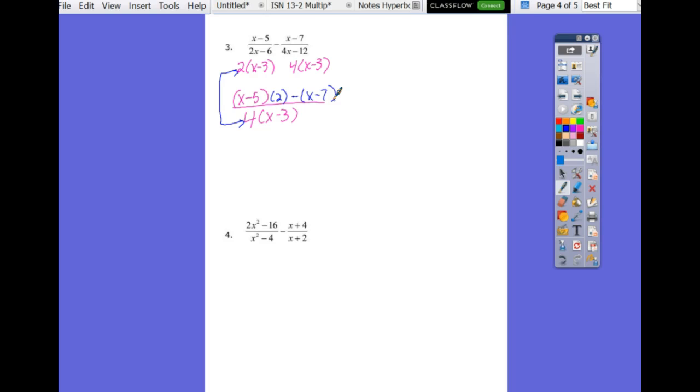Now, when I distribute the 2, it's positive. So I'm going to distribute the 2. So I'm going to get 2x minus 10. And then I'm going to distribute the negative 1. So 2x minus x is x minus 3. So now what happens? These cancel.